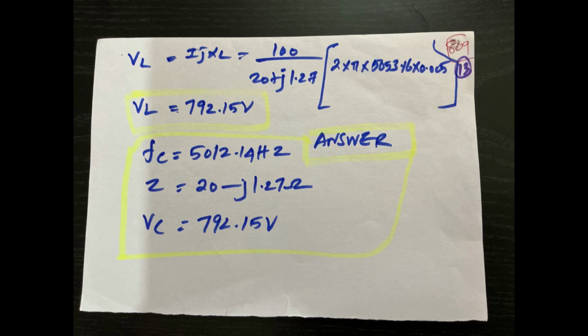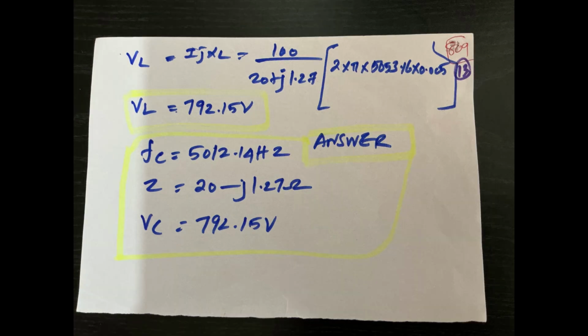VL is j XL, that is the VL formula. We already know XL is obtained from R plus j XL. I is V divided by Z, which is 100 divided by (20 plus j 1.27), and VL is I times j XL, where XL is 2 pi fL times the inductance value, with fL as 5053.1, which is the maximum value. Using that formula, VL is found.